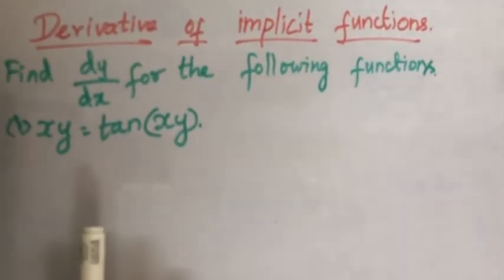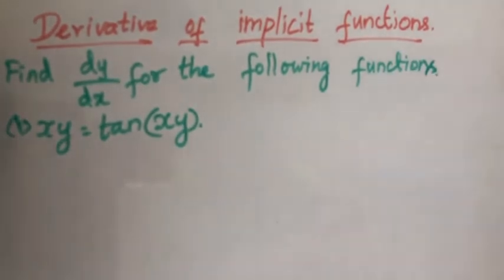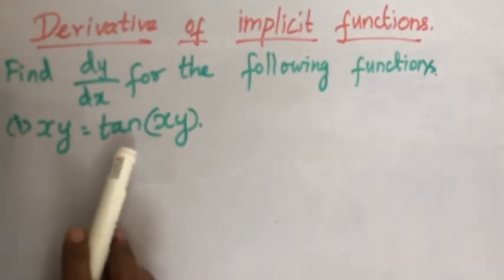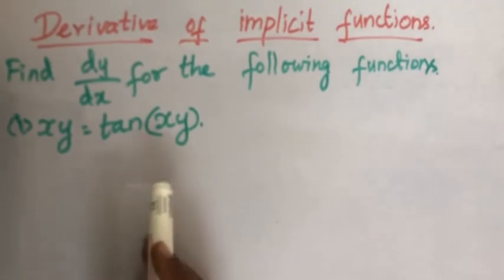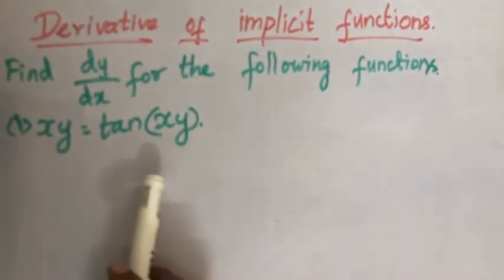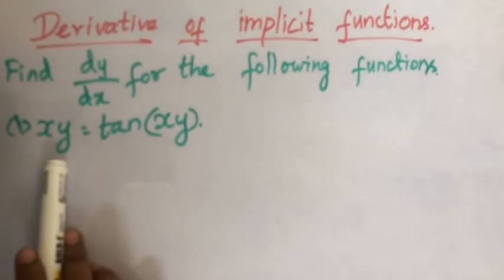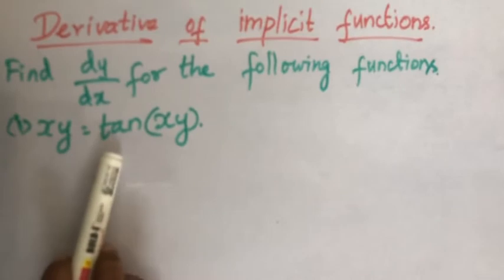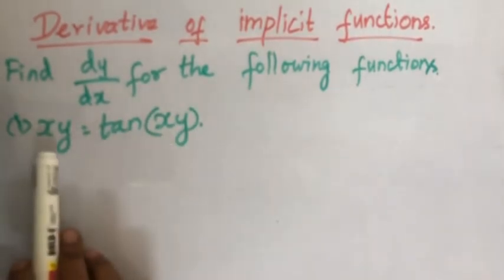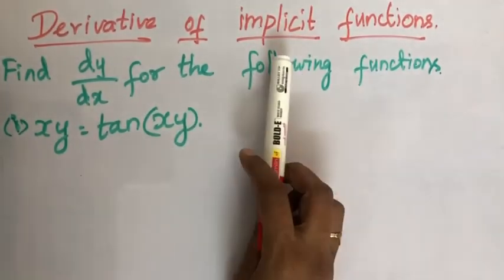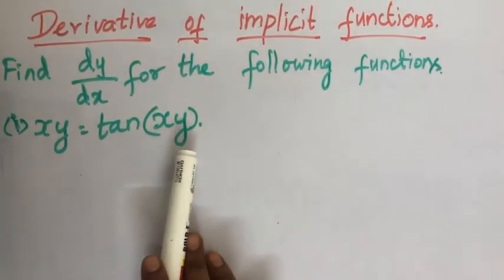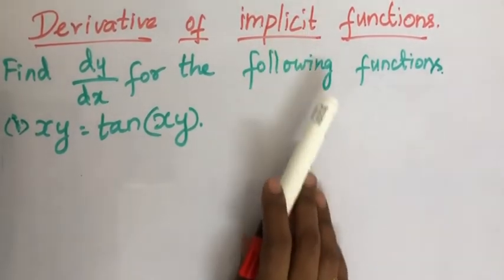Derivative of implicit functions. What are implicit functions? Here, look at this problem. Here xy is equal to tan xy. Till now we have found the derivative of functions in the form y is equal to some function of x, isn't it? But here y and x are coming together. These kind of functions are known as implicit functions. If two variables x and y are coming together, we call those functions implicit functions.